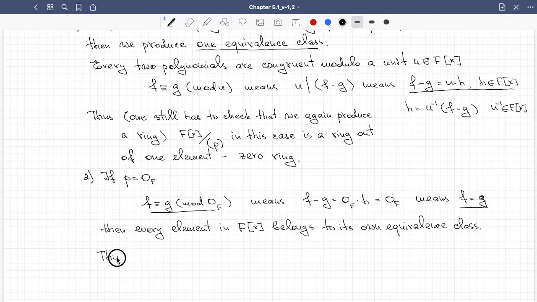Thus we did nothing. It is the same set as it was. Zero f is the same as 0 f of x, the same f of x. Every element forms its own equivalence class as sets, and obviously as rings. They are isomorphic if you want.